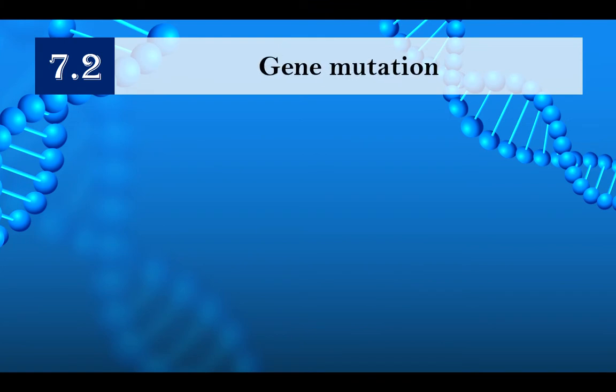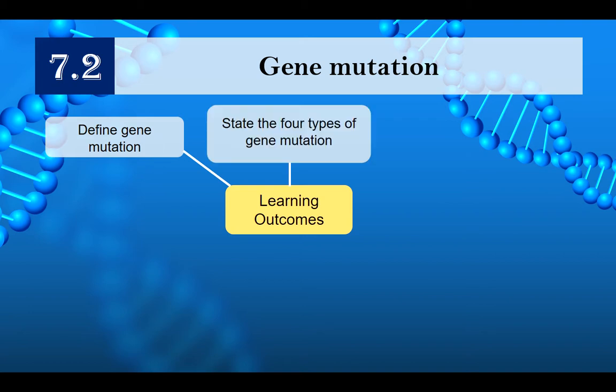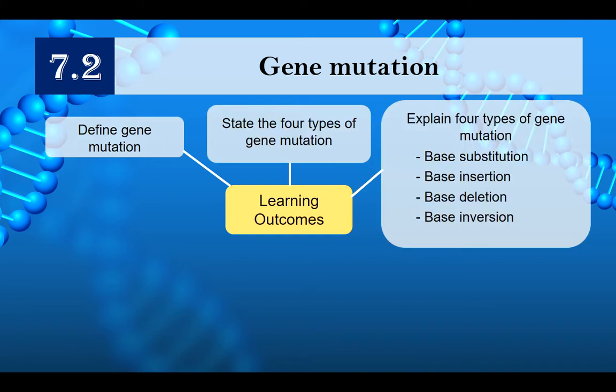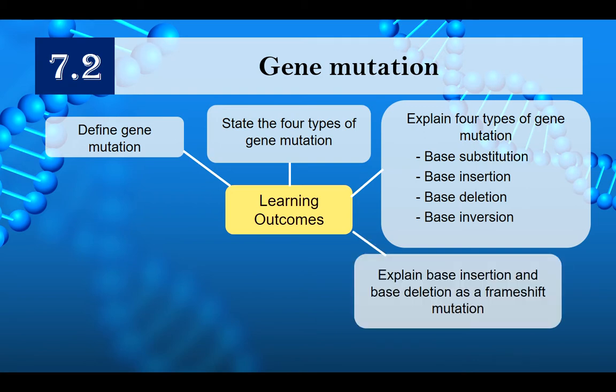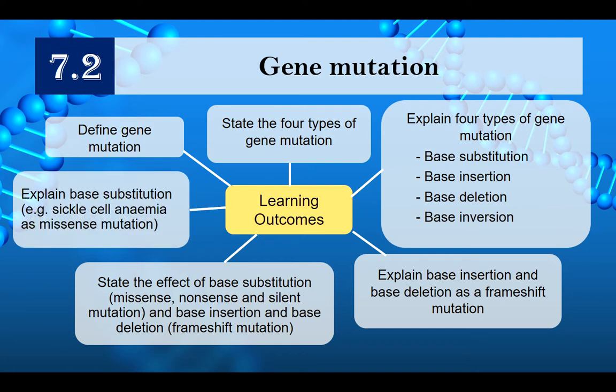7.2 Gene mutation. Learning outcomes for this subtopic are: define gene mutation. State the 4 types of gene mutation. Explain 4 types of gene mutation. Explain base insertion and base deletion as a frame shift mutation. State the effect of base substitution resulting in missense, nonsense and silent mutation. The effect of base insertion and base deletion to produce frame shift mutation. Explain base substitution which causes sickle cell anemia.